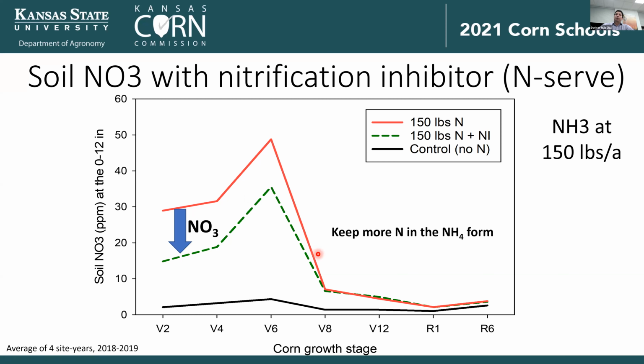One thing I want to point out here, obviously, as we get to V8 or so, you have a big decrease here in soil nitrogen, soil nitrate, and obviously you know what's happening at V8. That corn starts to grow pretty aggressively, takes up a lot of nitrogen, and of course, that's reflected in the soil as well.